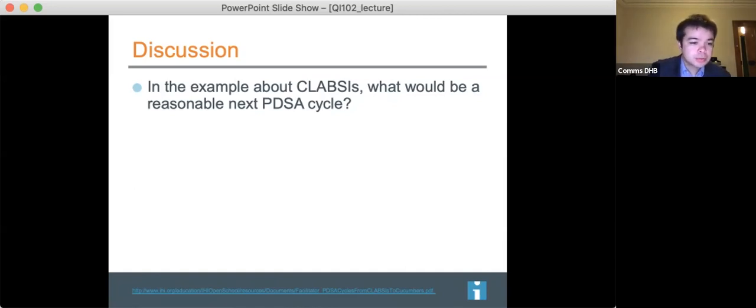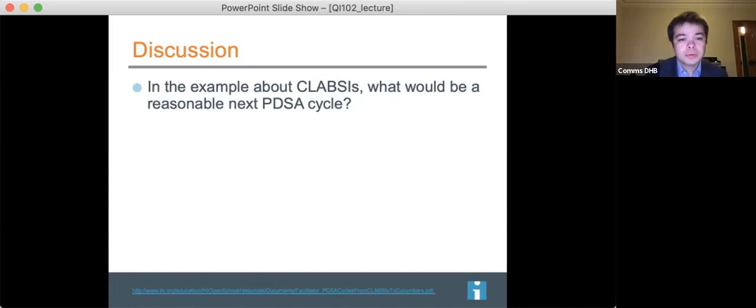But the next cycle, so Pragati, consider double gloving. That would be a different PDSA cycle. That would be testing a different change. Angela, a sticker on the outside of the pack of what's needed to be added in order to complete the setup. So that'd be another different PDSA cycle. But the next PDSA cycle would be testing the same change in a bigger setting.